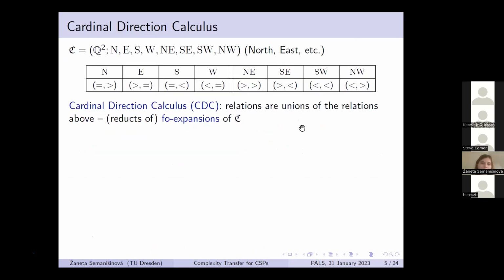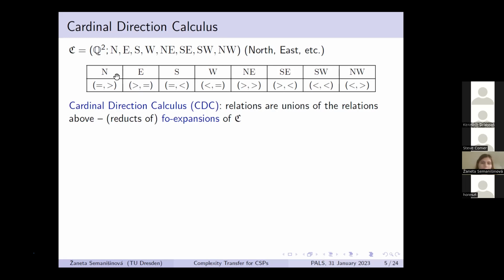Yeah, so the first thing that one could study with this Q and order representation is a concept from spatial reasoning. It's called cardinal direction calculus. The idea is that the domain is just the rational plane, so the plane with rational points.